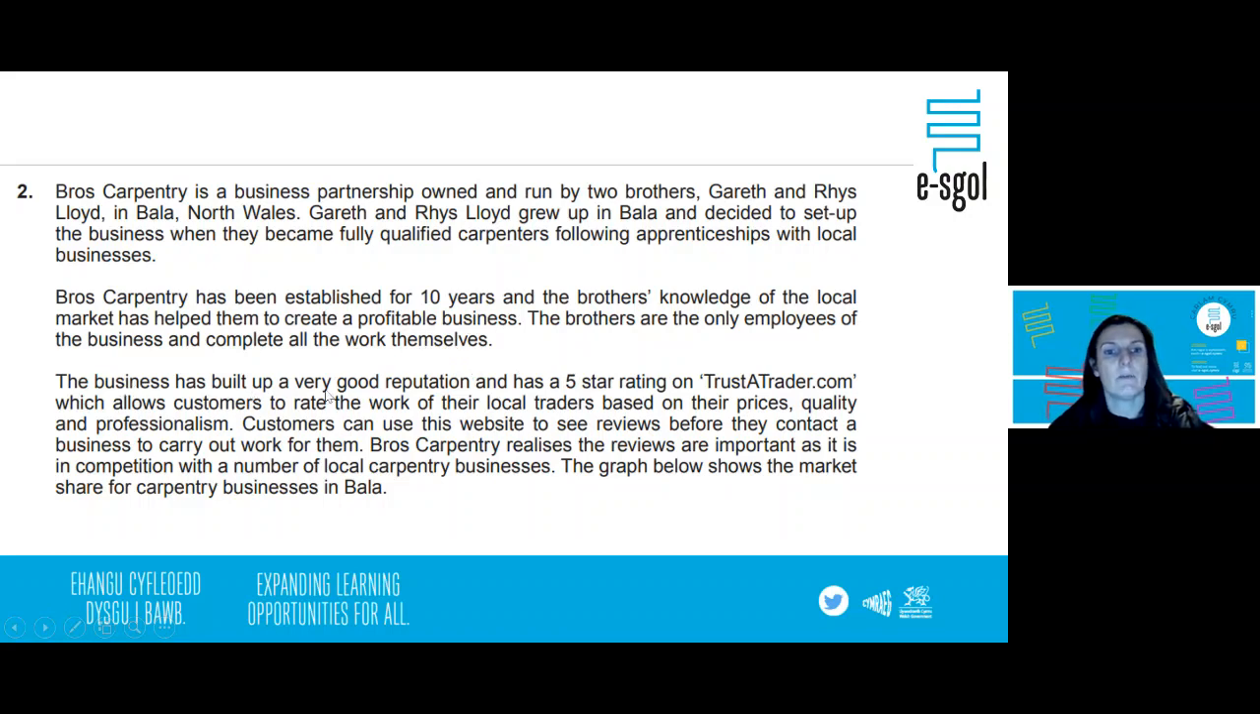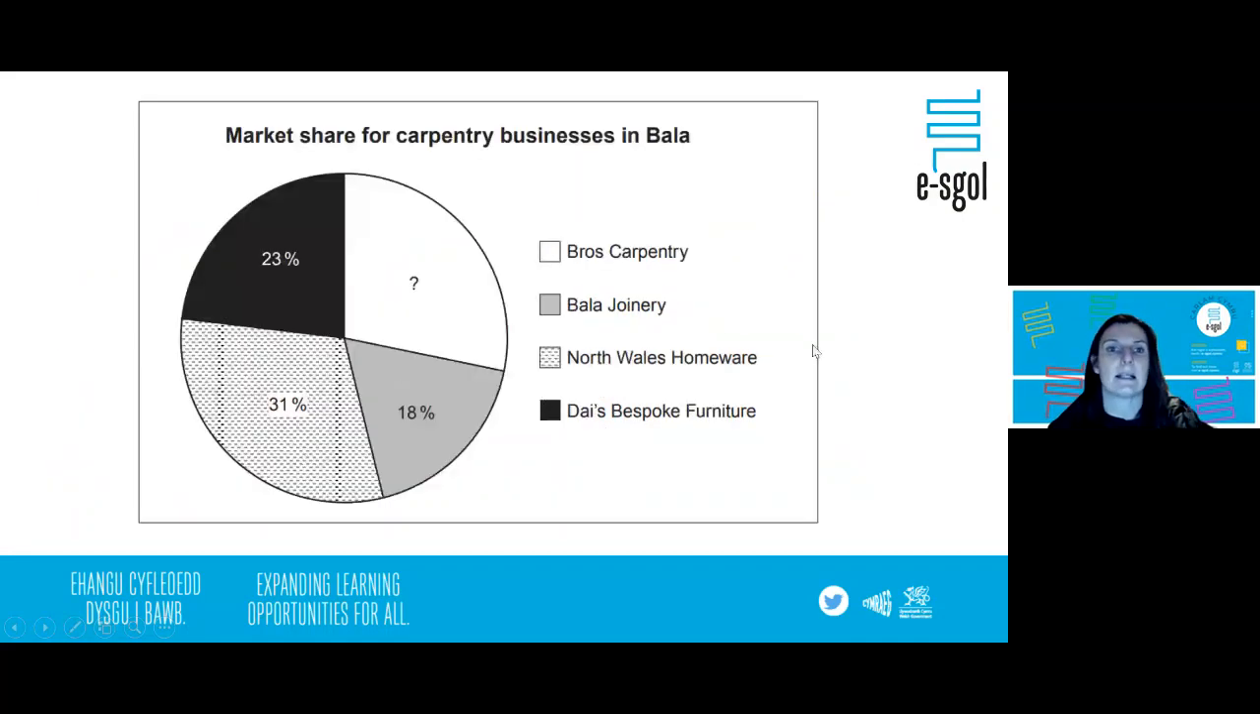The business has built up a very good reputation as 5 stars at Trust Trader, which allows customers to rate the work of local traders. Customers can use this website to see reviews before they contact the business to carry out work for them, and Bros Carpentry realise that the reviews are important as they are in competition with other businesses. The graph below shows the market share for Bros Carpentry. Okay, so this is the market share, so you might have to be finding out what that is basically.